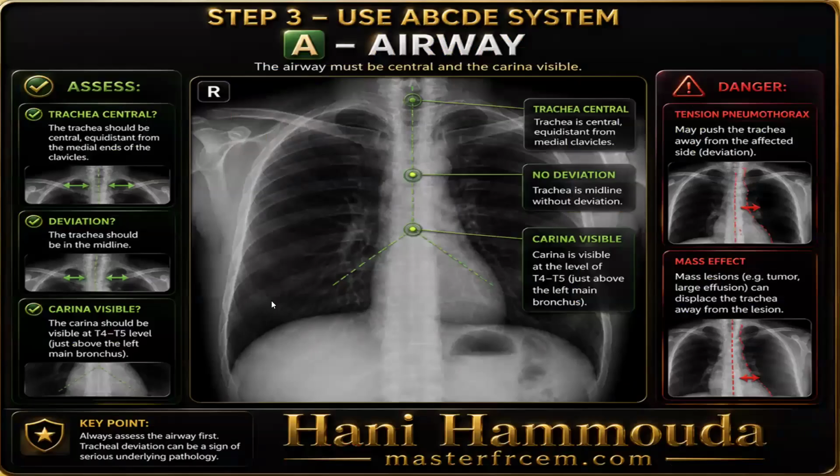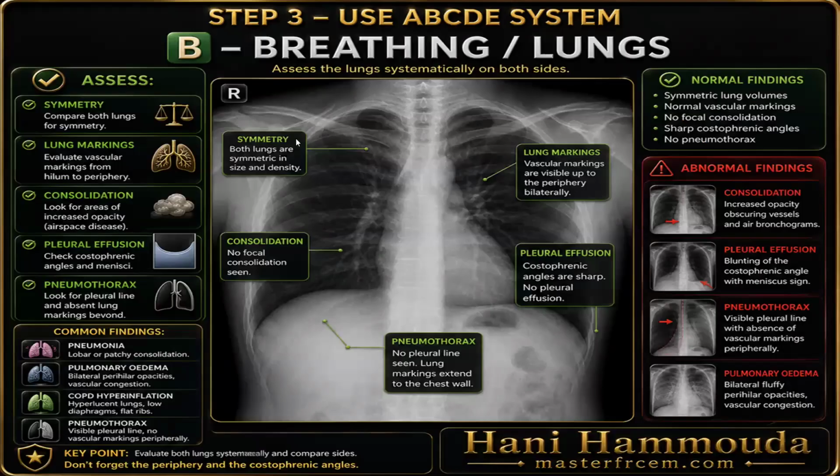In airway, try to be fast. You can check if the trachea is central, any deviation, and whether the carina is visible. Done. Easy. No need to explain each point. So you can say if the trachea is deviated, it could be tension pneumothorax or massive hemothorax if trauma, or in medical disease could be tumor or large effusion.